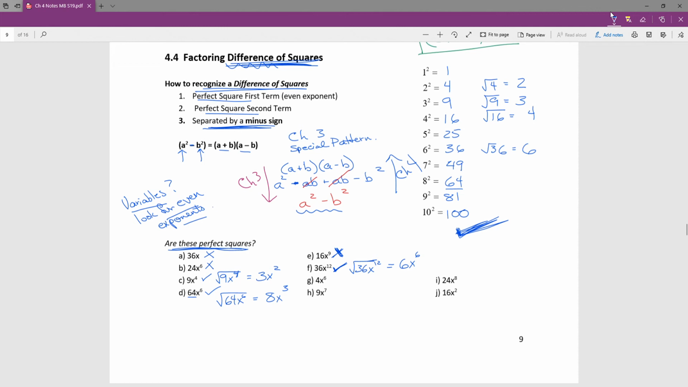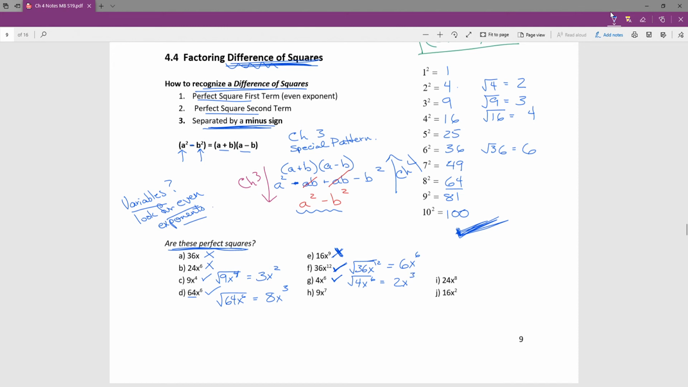Another one, G, 4x to the 6. So 4 is in the list up here. That's 2 squared, so that's cool. And we've got an even exponent on the x, so it makes it a perfect square. So if it is a perfect square, we should be able to take the square root of it. The square root of 4 is 2, and the square root of x to the 6 is x to the 3.